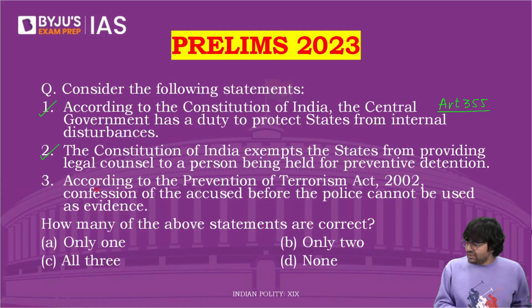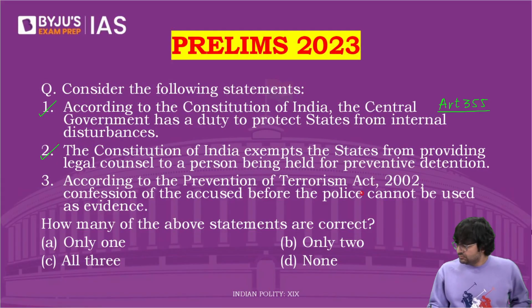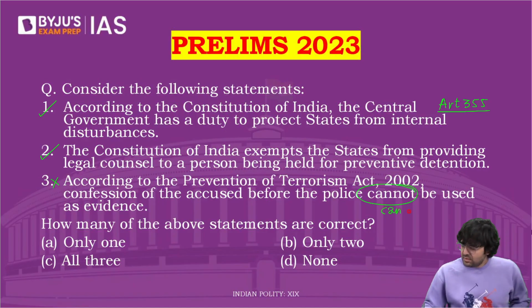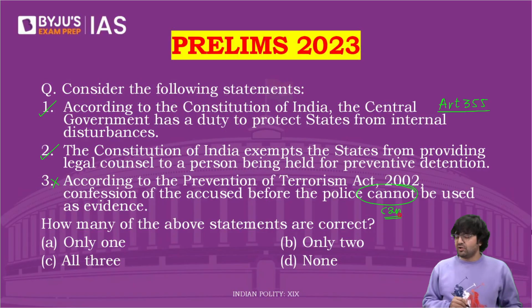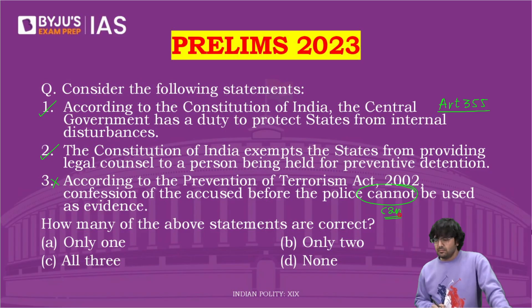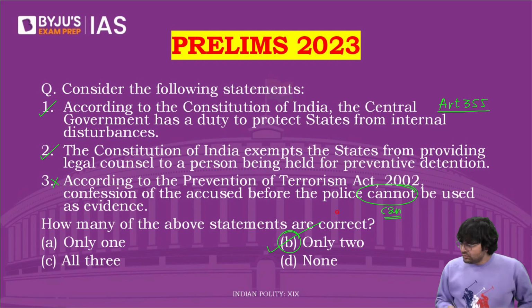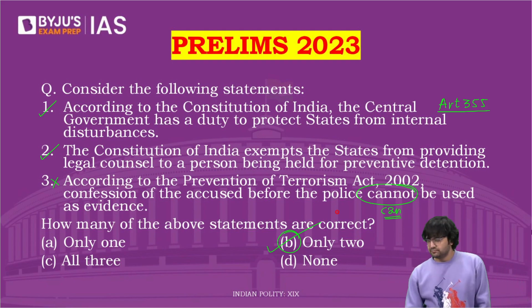Now, according to the Prevention of Terrorism Act, confession of the accused before the police cannot be used as evidence. No, it can be used as evidence. That was a problem with POTA. This is wrong. It can be used if the confession is made in the presence of an SP. So B, only 2 is the right answer.